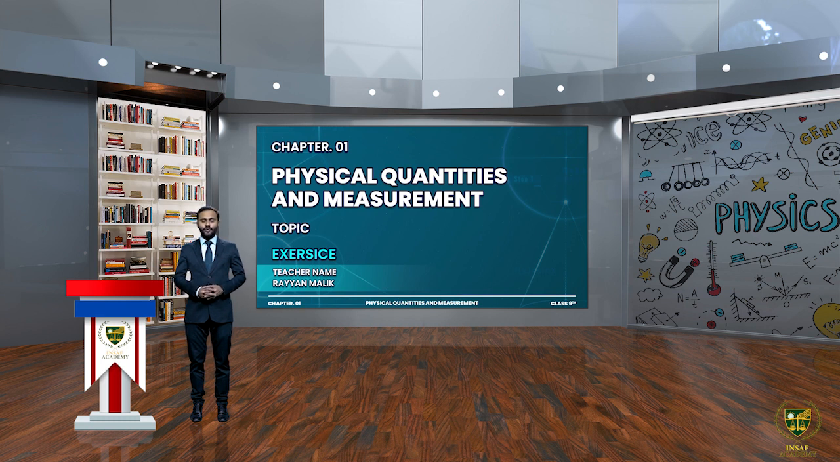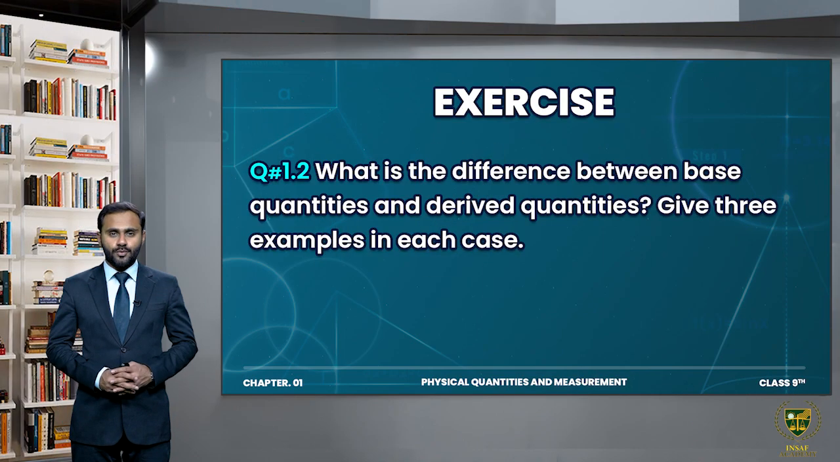In this lecture, we are going to solve the exercise questions. So let's start our lecture. So question number 1.2. What is the difference between base quantities and derived quantities? And give 3 examples in each case.